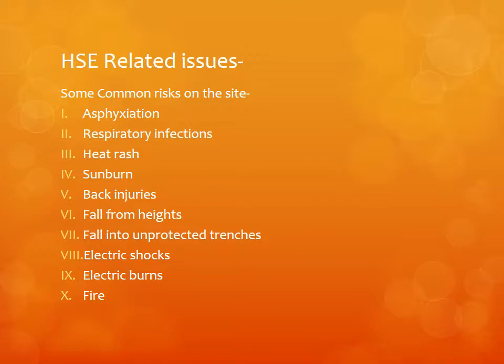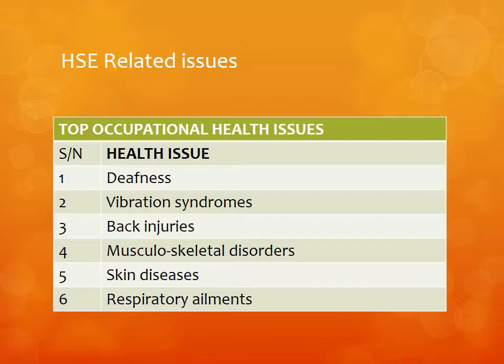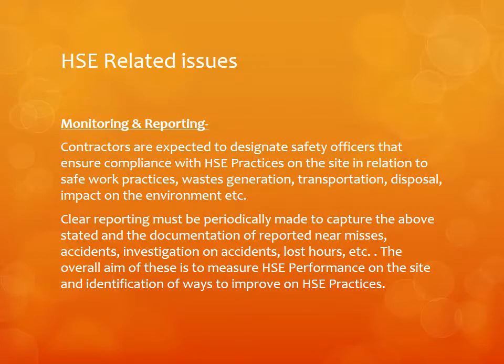Some common risks on the site: asphyxiation, respiratory infections, heat rash, sunburn, back injuries, fall from heights, fall into unprotected trenches, electric shocks, electric burn. Top accident types on the site, by my experience, going in this order: you have falls, struck by incidents, struck against. Top occupational health issues: deafness, vibration syndromes, back injuries, musculoskeletal disorders.